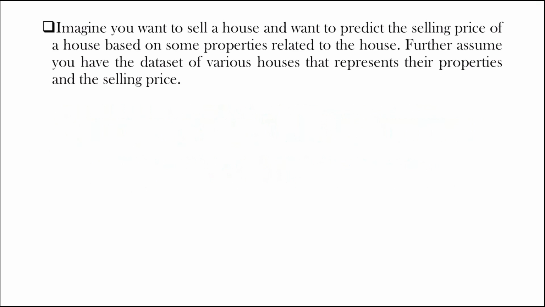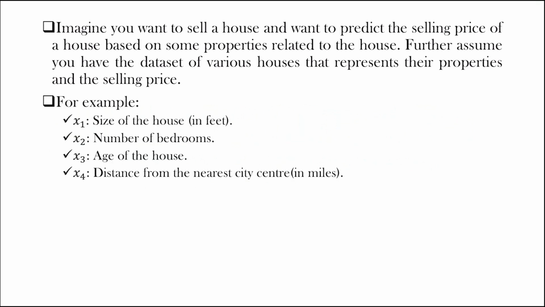Further, assume that you have a data set of various houses that represent their properties and the selling price. Some examples of the properties of the house could be the size of the house in feet, the number of bedrooms it had, the age of the house, that is, when it was built, and its distance from the nearest city center in miles. So, these are some of the examples of the properties that could be relevant while selling a house.